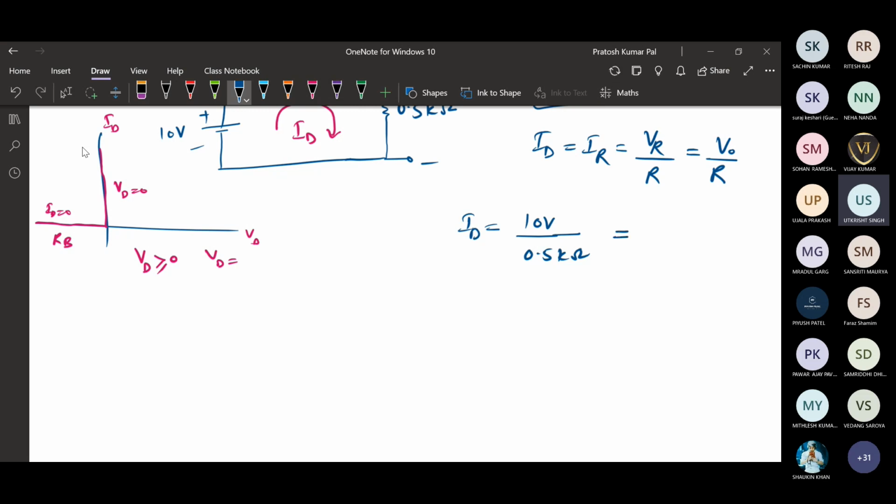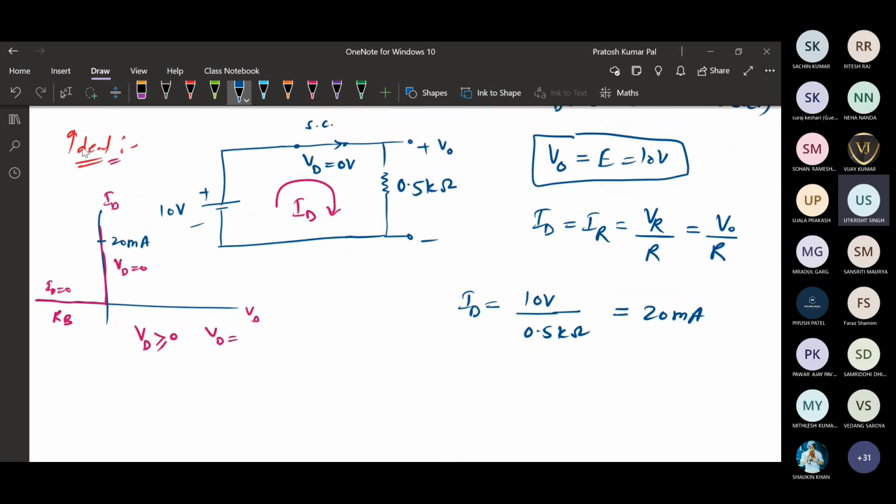So that will be coming out to be 20 milliampere. So that means when VD equals 0 or higher, the current that will be flowing is 20 milliampere.